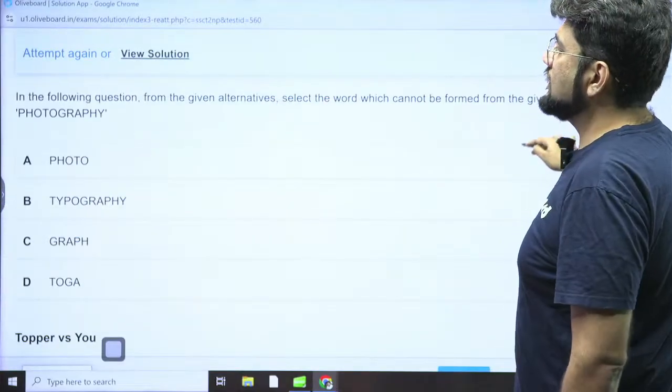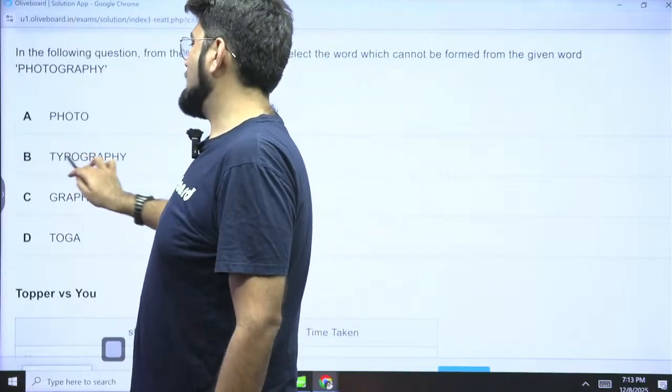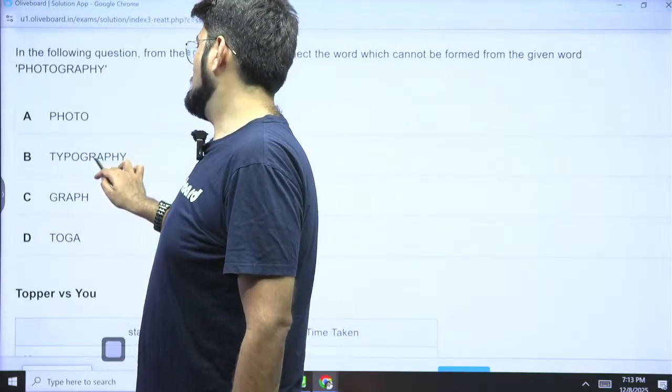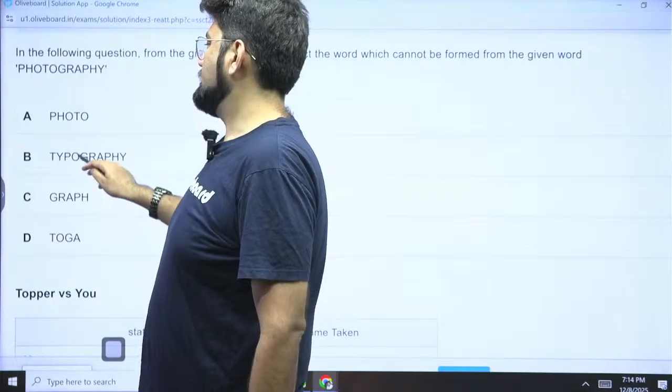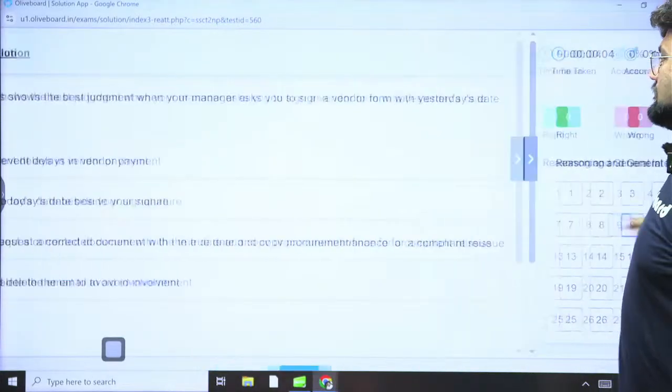Next, which word cannot be formed from the given word? Photo, graph and toga can be formed. Typography has 2 Y's, I believe, no? Yes, so 2 Y's are not there in photography. So option B is the right answer. 19 seconds, excellent. Good job. Next.